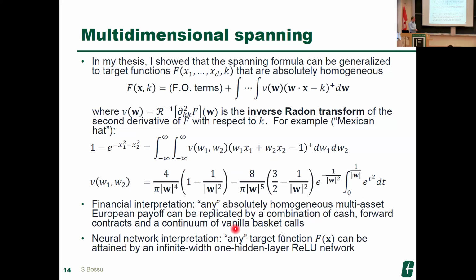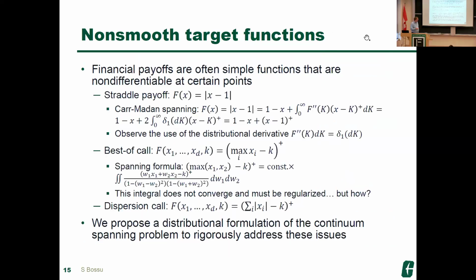And the neural network interpretation is that any function you're trying to predict can be attained by an infinite width one hidden layer ReLU network. So kind of a universal approximation theorem. But we even have a solution. If you think about nu as the quantity of the neurons, or the weights of the neurons, then we have a closed form solution. So you can calculate the infinite width neural network solution using that inverse Radon transform too.